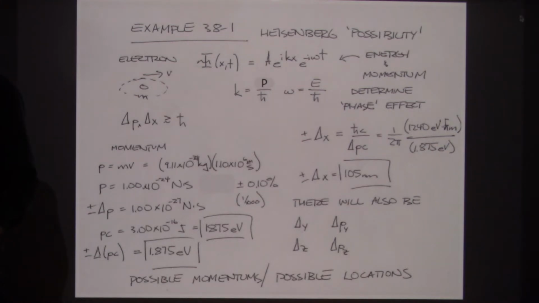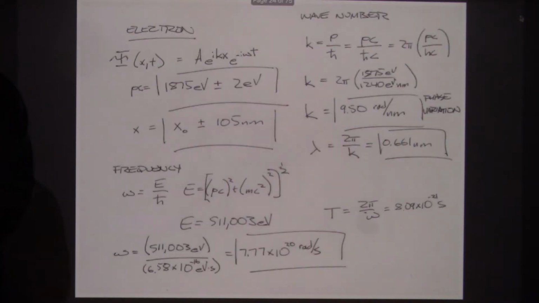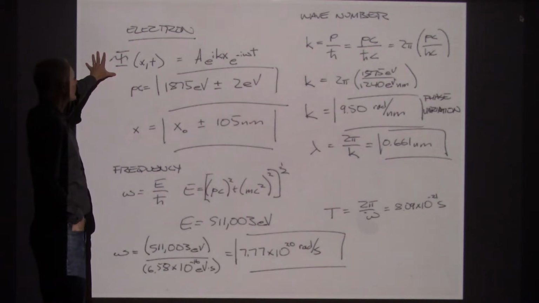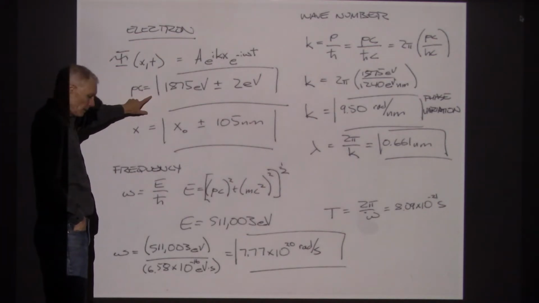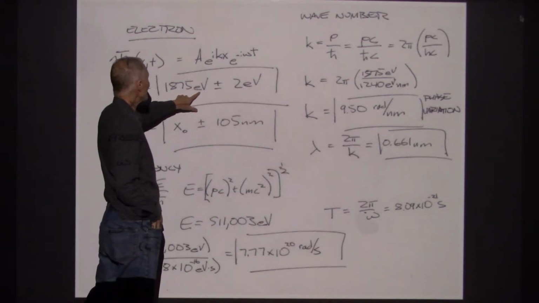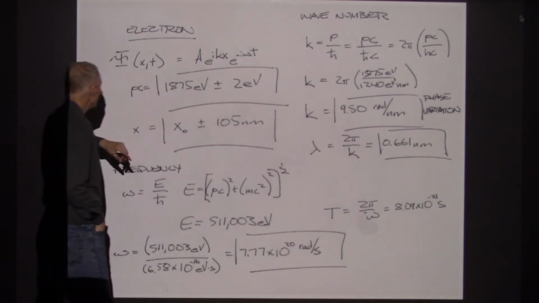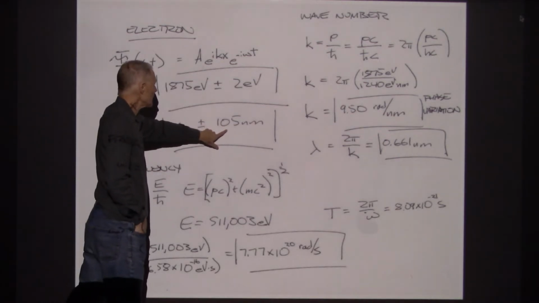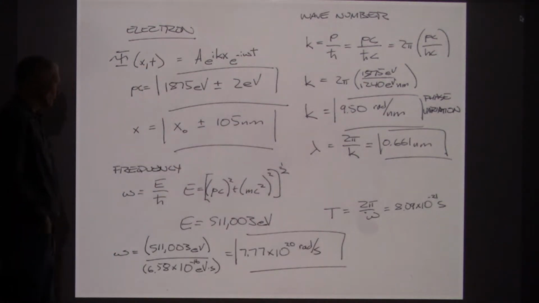And when we do experiments, that's what we find. When we look at how electrons are distributed in atoms or molecules, they are consistent with this Heisenberg principle. So what that's saying is, here's a wave function we would like to use for the electron. Its momentum is 1875 eV plus or minus 2 eV. The location is equal to wherever it is, plus or minus 105 nanometers.